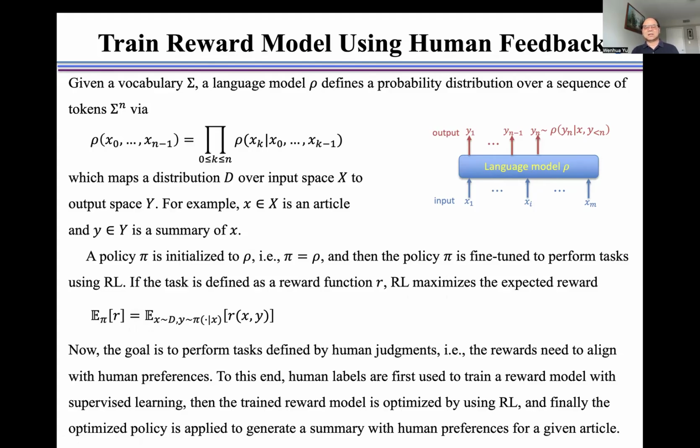To this end, human labels are first used to train a reward model with supervised learning. Then the trained reward model is optimized by using reinforcement learning. And finally, the optimized policy is applied to generate a summary with human preferences for a given article.